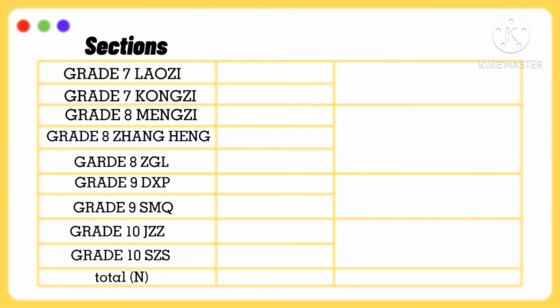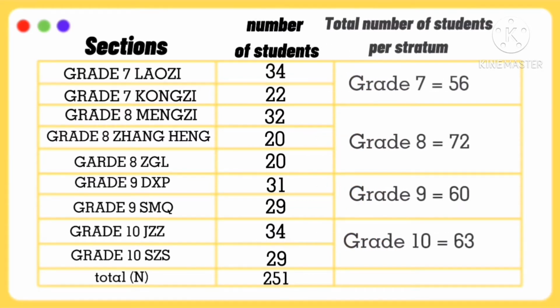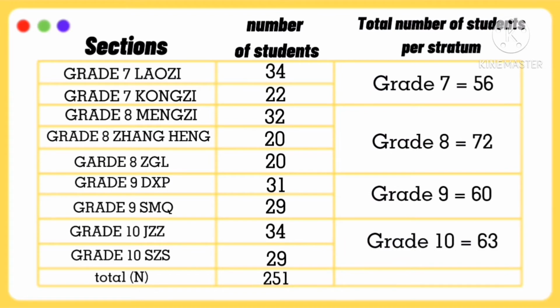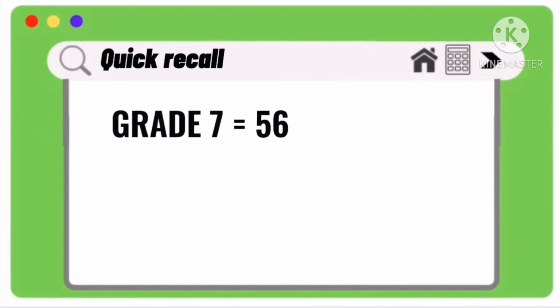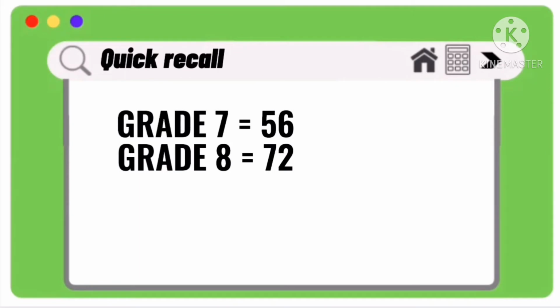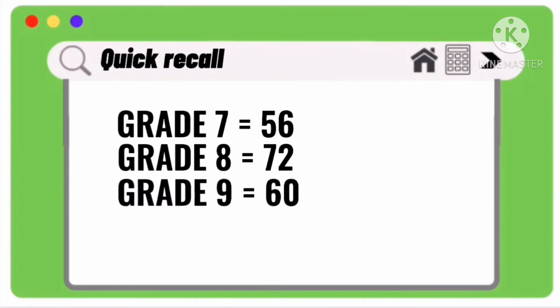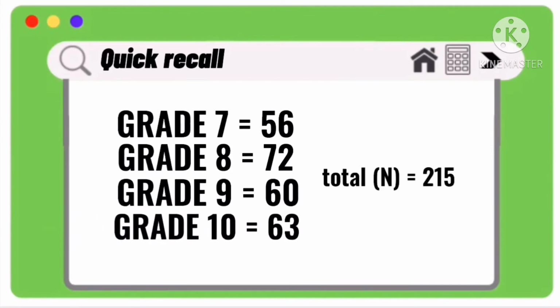There are a total of 9 sections in the high school department, and these are the number of students per section, and there are a total of 251 students in the high school department. And lastly, we have the total number of students per stratum. And now, let's have a quick recall. There are a total of 56 learners in grade 7, a total of 72 learners in grade 8, a total of 60 learners in grade 9, a total of 63 learners in grade 10, and a total of 251 learners in the high school department.